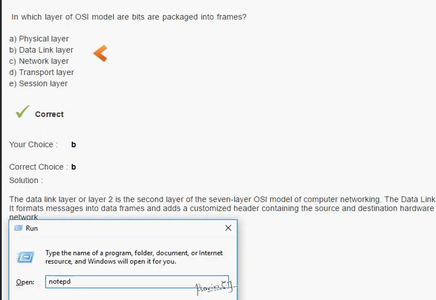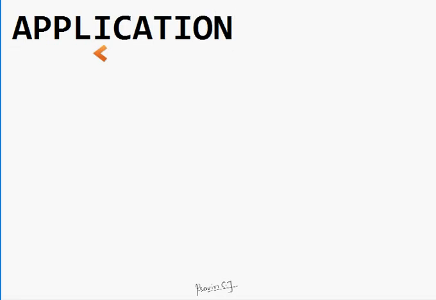We will cover something important. If an HTTP request is there for a web browser, then it lies in the application layer, the HTTP layer. HTTP is regarding requests.